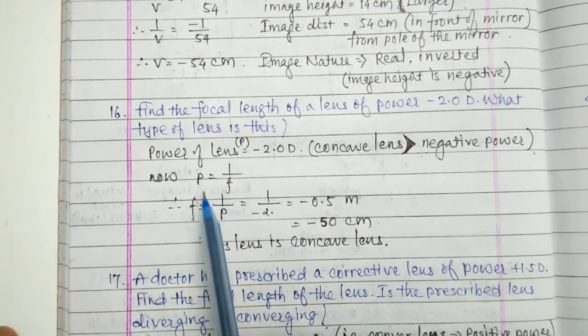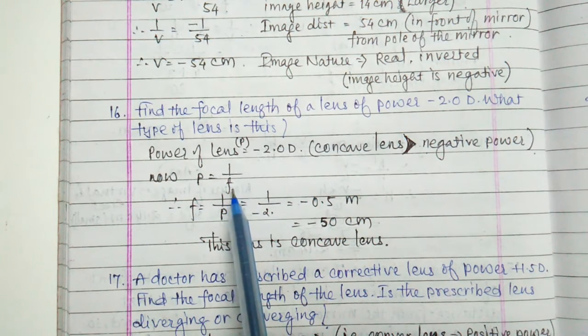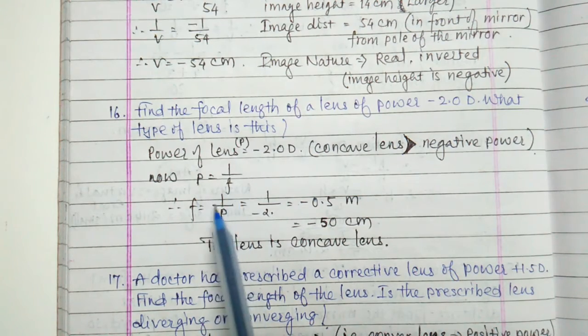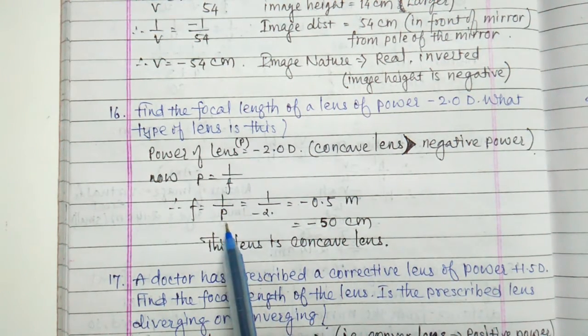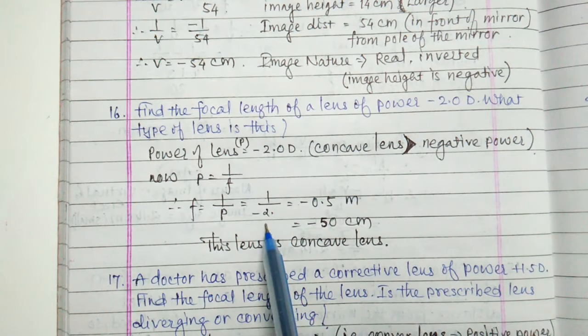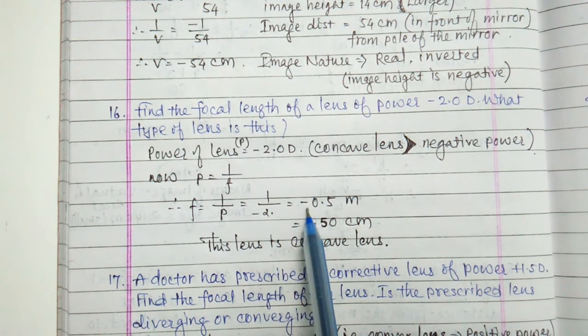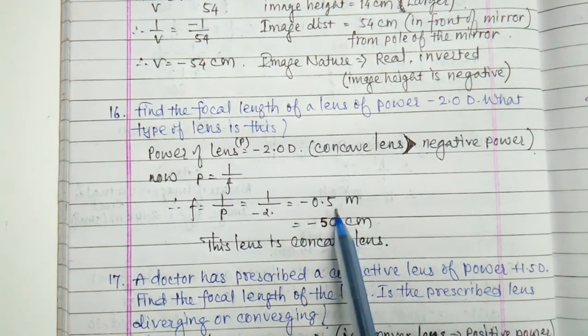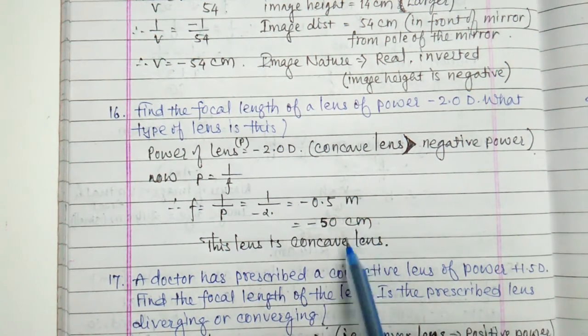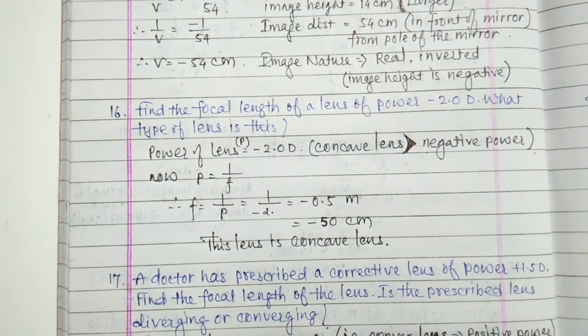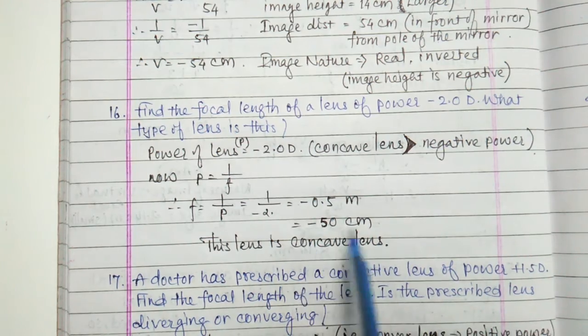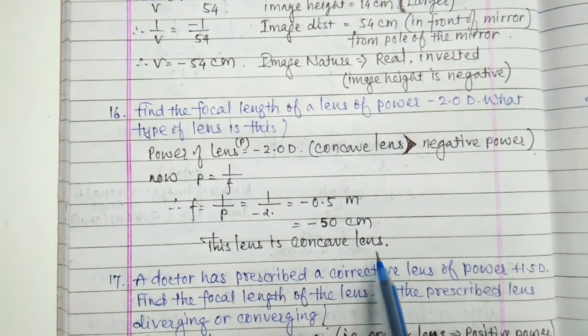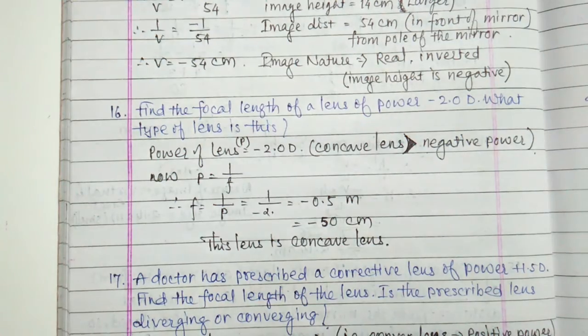So our formula of power is P is equal to 1 upon f. We have to find f, so changing the side, f is equal to 1 upon P. So 1 upon minus 2 is equal to minus 1 upon 2, 0.5 in decimal, 0.5 meter. And in centimeter, it is minus 50 centimeter. The focal length of the concave lens is minus 50 centimeter. It is a concave lens or diverging lens.